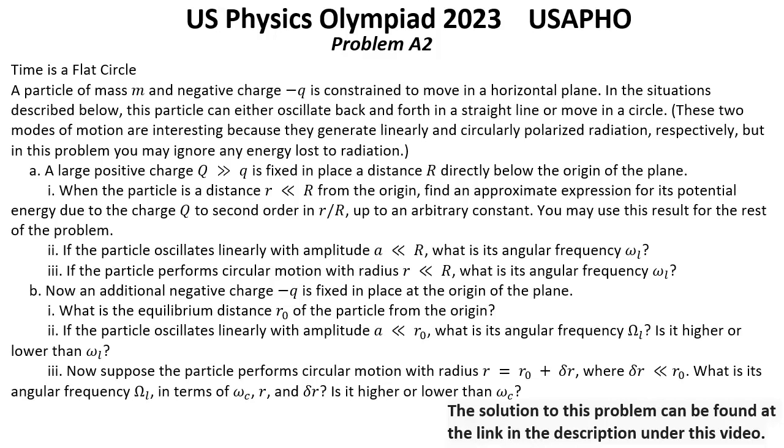Question 3. Now suppose the particle performs circular motion with radius r equal r0 plus delta r, where delta r is much less than r0. What is its angular frequency big Omega C in terms of omega C, r and delta r? Is it higher or lower than omega C?